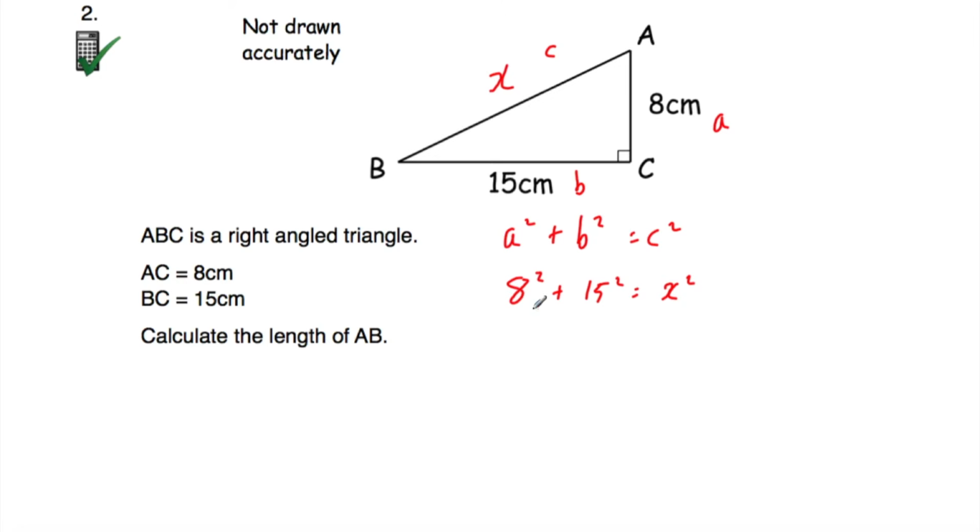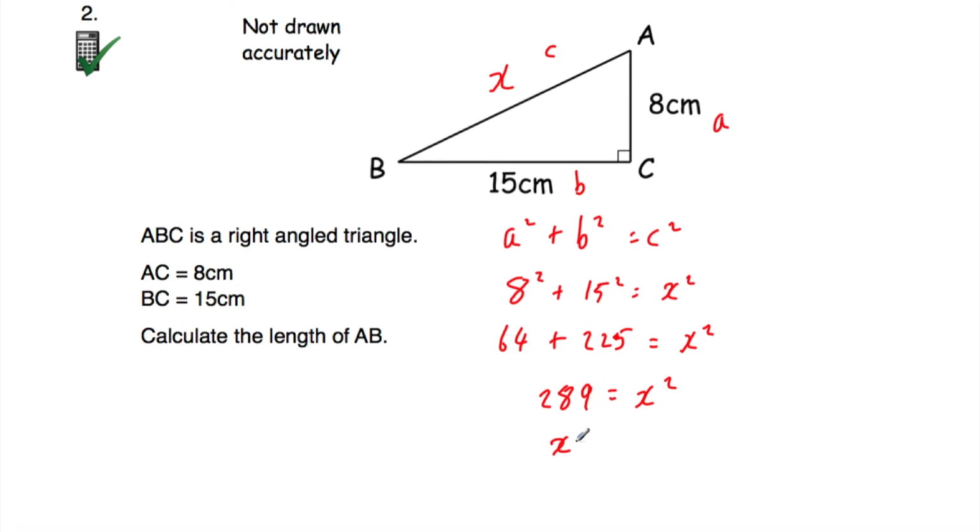Now it's a calculator question, so we can do 8 squared on our calculator, and if we do 8 times 8, that's 64, so 64 plus, and then 15 squared, you can press 15 and then squared on your calculator, and that's equal to 225, and that's equal to x squared. So we've got the length of this side squared would be what we get when we add 64 and 225. And when we do 64 plus 225 in our calculator, that's equal to 289. So the length of this side squared, x squared, is equal to 289.